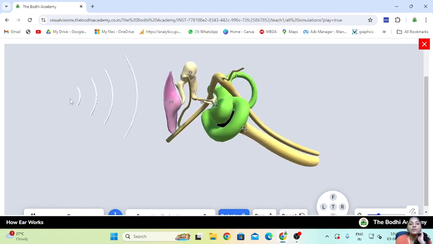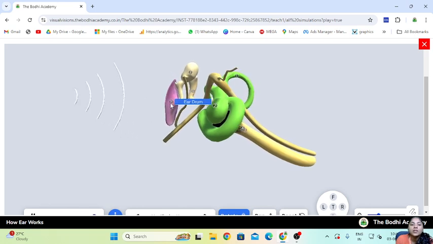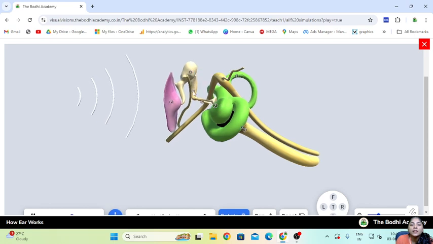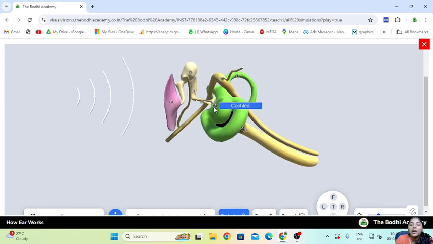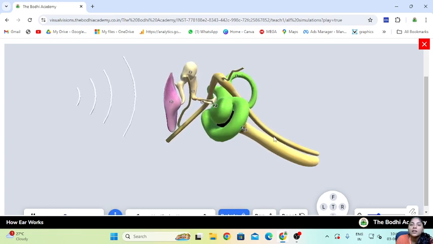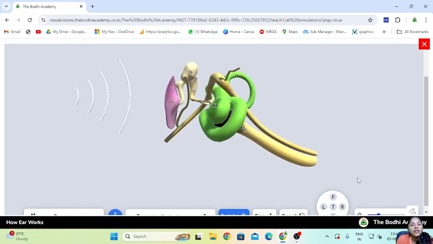So let us see. The sound waves hit the eardrum, then these vibrations are carried or transferred by the malleus, incus and the stapes to the inner ear, where the fluid-filled cochlea will convert this vibration into neural signals, and the auditory nerve will then transmit these neural signals to the brain. So this is how basically the ear works.